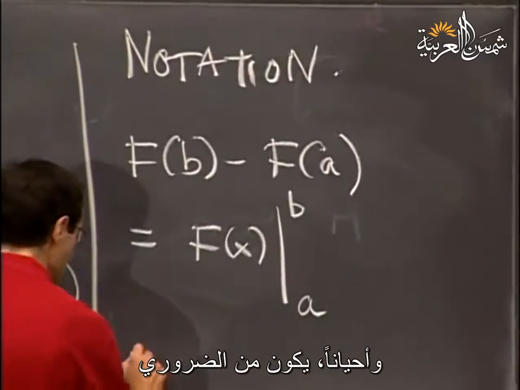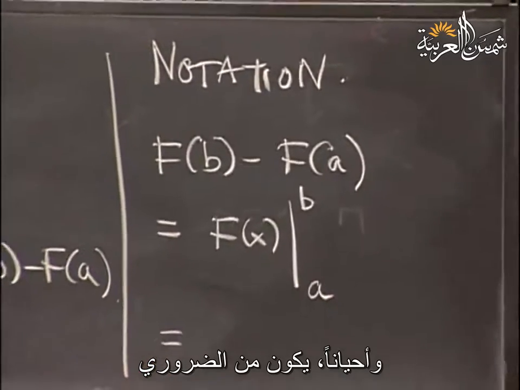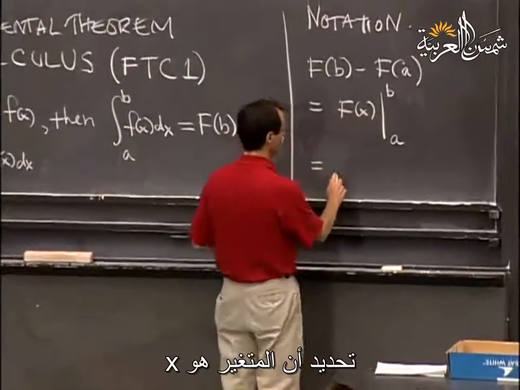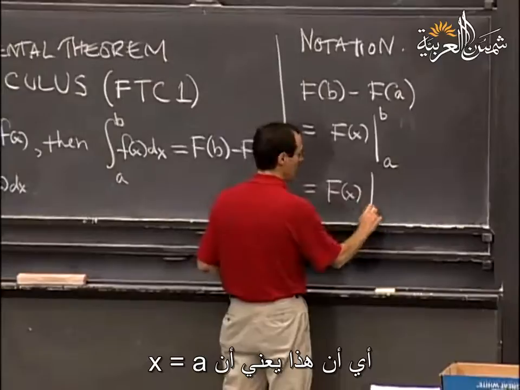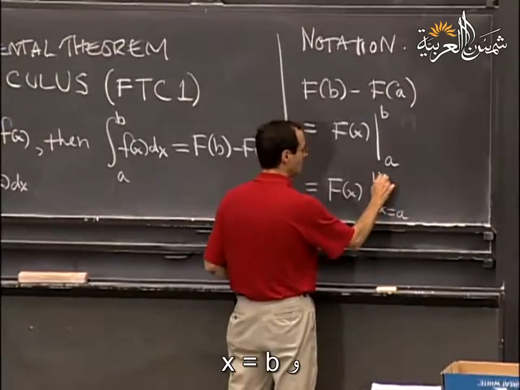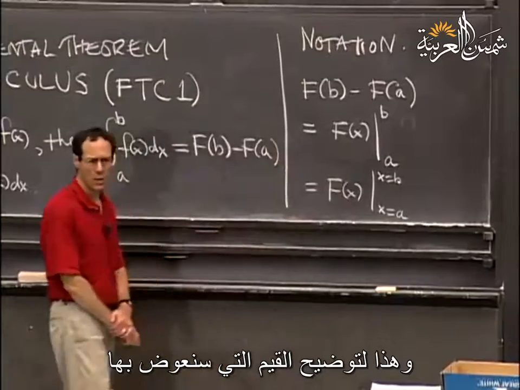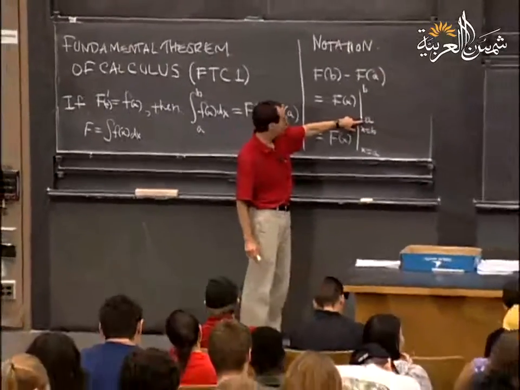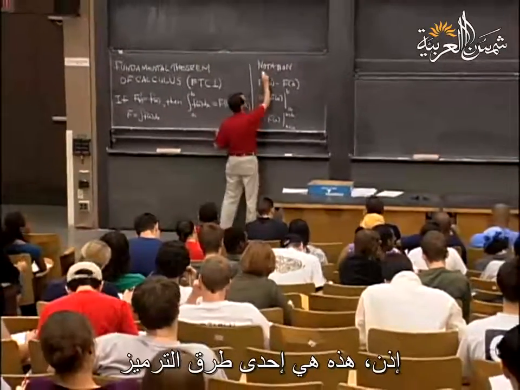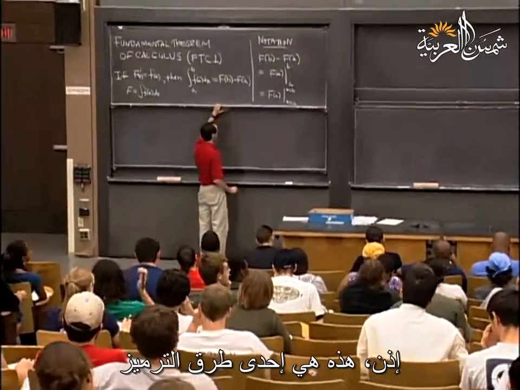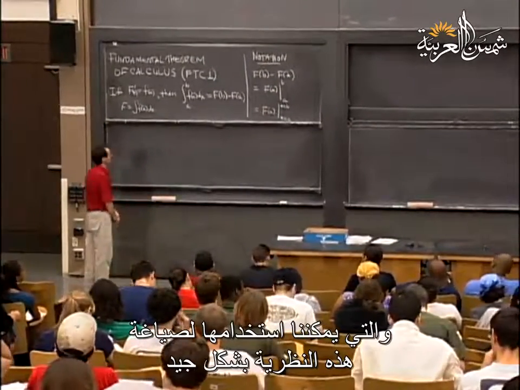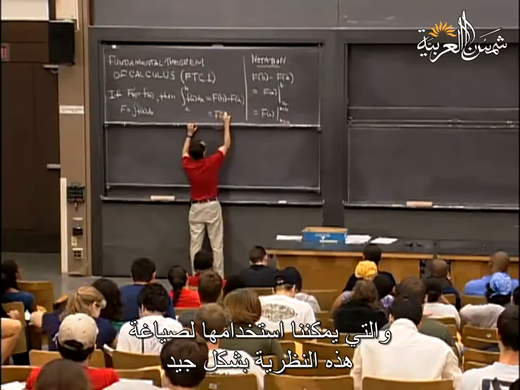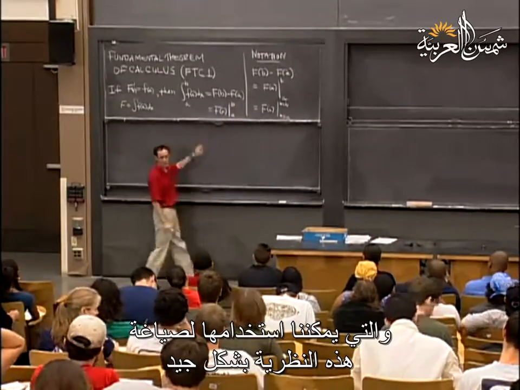And you can also, for emphasis, and this sometimes turns out to be important when there's more than one variable floating around in the problem, specify that the variable is x. So this is the same thing as x equals a and x equals b. It indicates what you want to plug in. And now you take the top value minus the bottom value. So F of b minus F of a. So this is just a notation. And in that notation, of course, the theorem can be written with this set of symbols equally well.